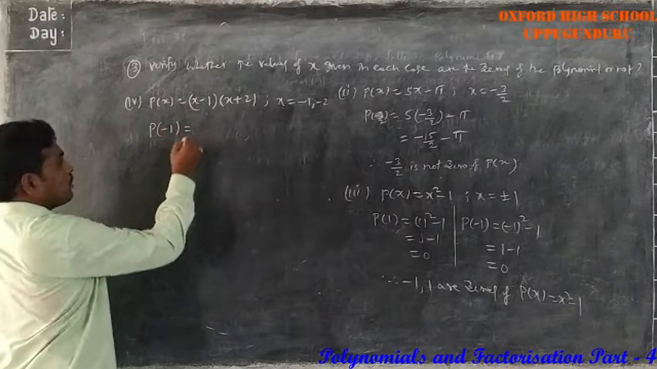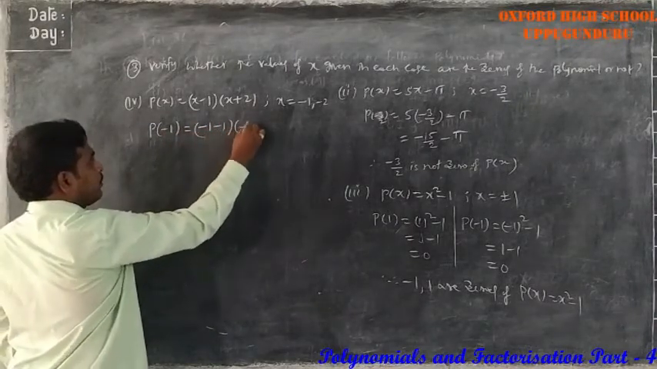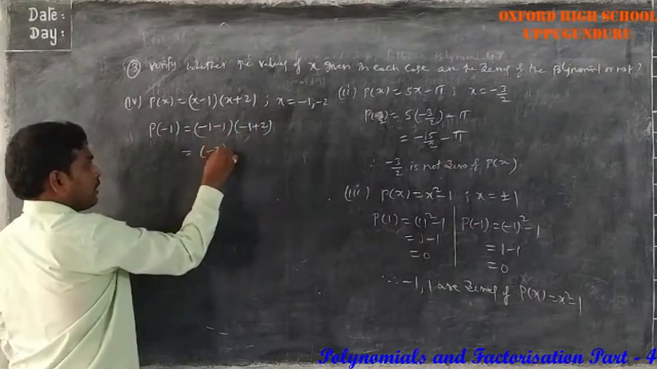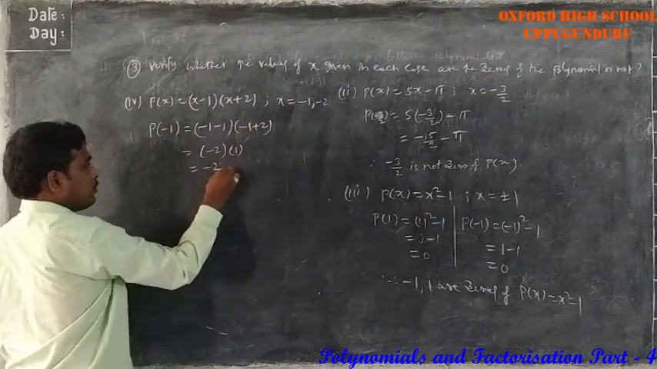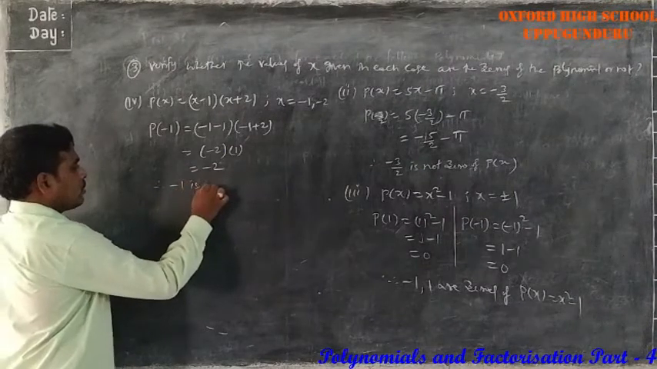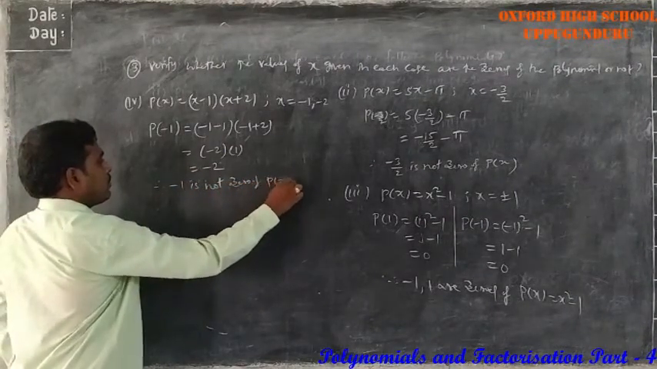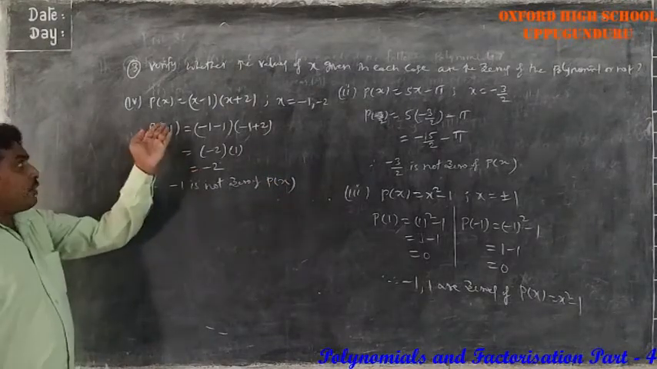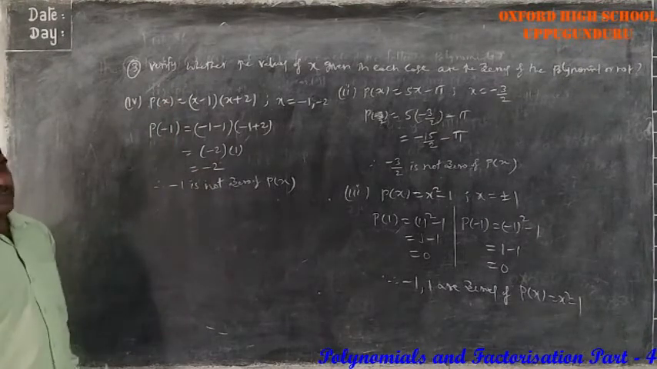P of minus 1 equal to minus 1 minus 1 into minus 1 plus 2. Minus 1 minus 1, you get minus 2. Minus 1 plus 2 means 1. Minus 2 into 1, minus 2. Therefore, minus 1 is not a zero of P of x. Why? Because here P of minus 1 value is minus 2. Whenever P of minus 1 is 0, then only minus 1 is a zero of P of x.